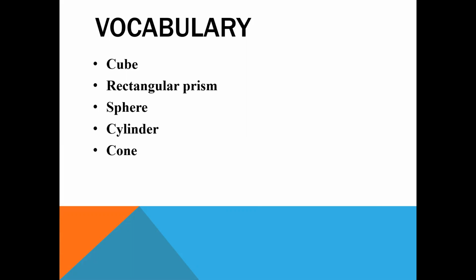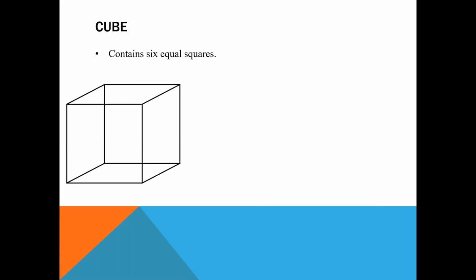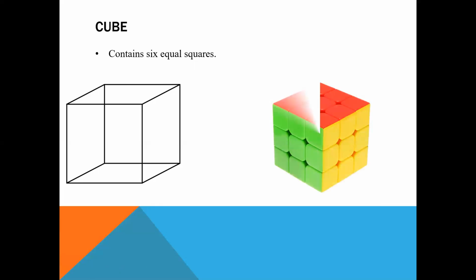Let's look at each of these three-dimensional shapes in detail. So what is a cube? A cube contains 6 equal squares. You see there are 6 equal squares. Have you seen something like this in real life? A shape which is identical and which can be used? There you go. That's a cube that you play with. Are you able to put all colors together? Let's look at the next one.